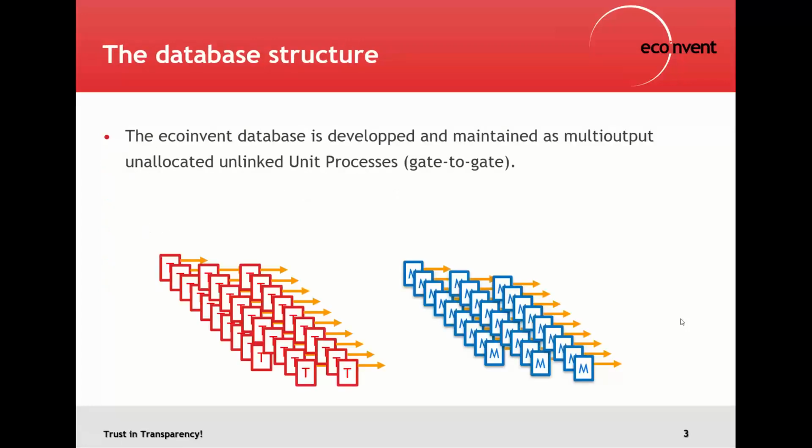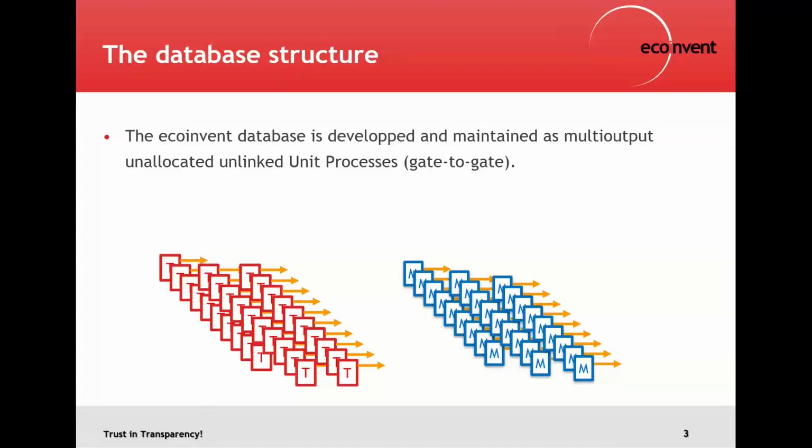So let's start by setting again the basis here. The ecoinvent database is developed and also maintained in the form of those building blocks that are shown in this scheme, which are uniprocesses. They are uniprocesses that represent multi-output, unallocated, and unlinked activities, and also markets. So you can imagine this starting point, this database, as a collection of those markets and transforming activities, like you should have seen in the previous webinars.